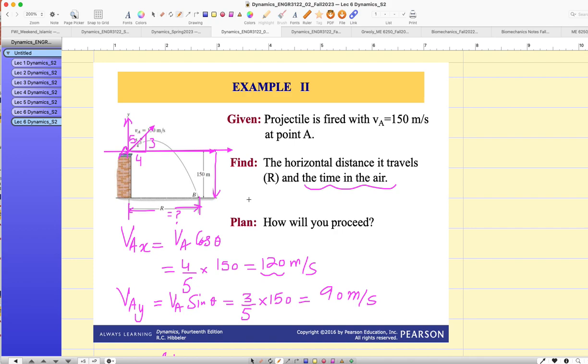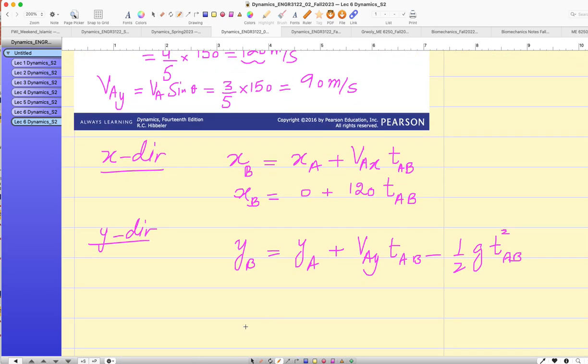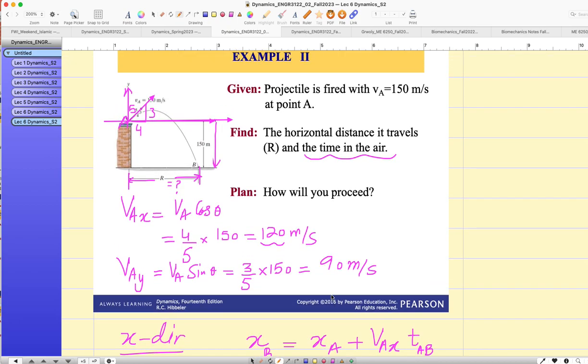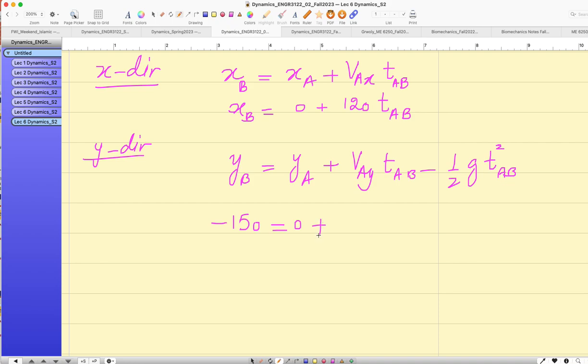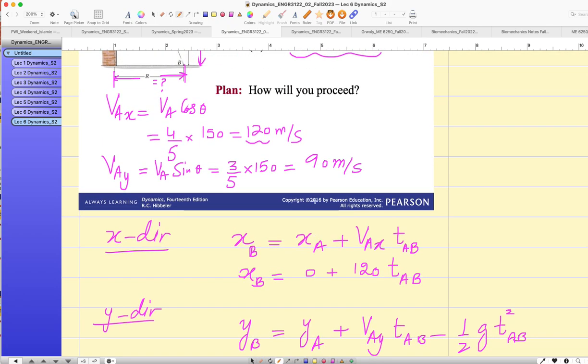Remember, keep the sign consistent, otherwise you will get the wrong answer. Going up from the datum is positive, going down from the datum line is negative. That will help you to get the correct answer. So negative 150. What is YA? At the origin. A is the origin. What is Y? 0. X and Y are 0 at the origin. VAY we already found, which is 90.